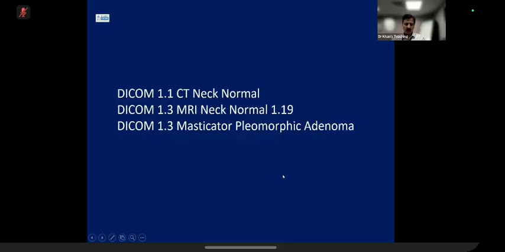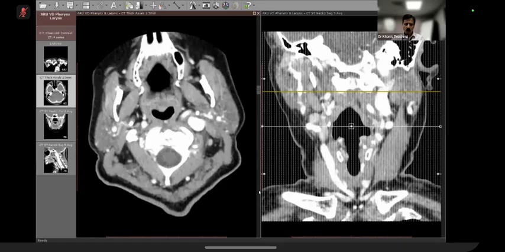Now, let me go through a few DICOM images regarding our anatomy. So, candidate 1, can you see a CT scan? DICOM? Yes. Okay.